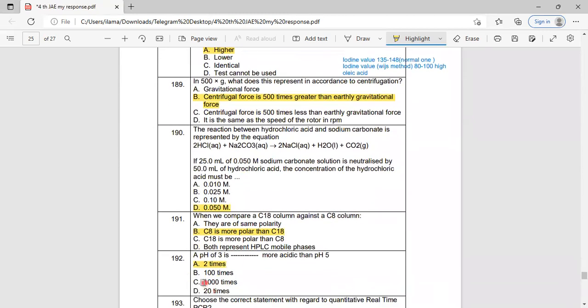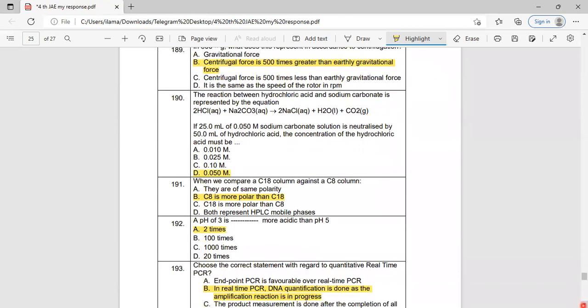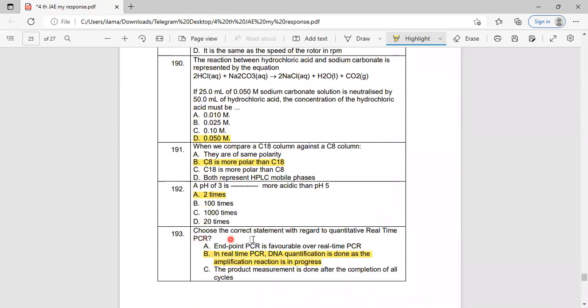A pH of 3 is 2 times more acidic than a pH of 5. Choose the correct statement with regard to quantitative real-time PCR. In real-time PCR, DNA quantification is done as the amplification reaction is in progress.